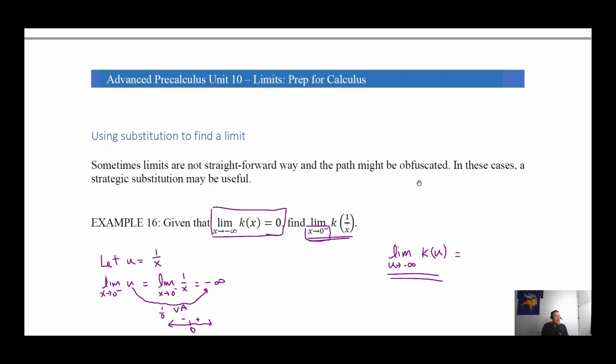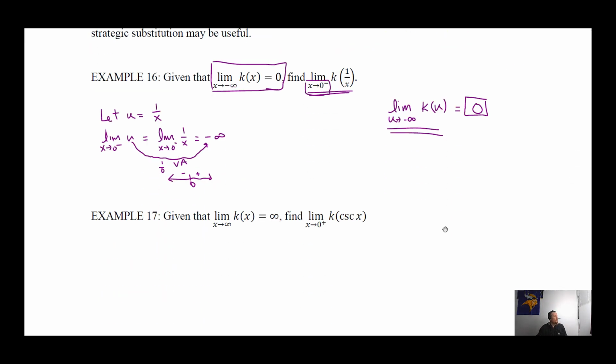So instead of x going to negative infinity and k of negative infinity becoming 0, we have u going to negative infinity and k of u becoming 0. So this is the idea of substitution. One more example of these. The limit as x goes towards infinity of k of x equals infinity is the given information. And we want to find this limit.